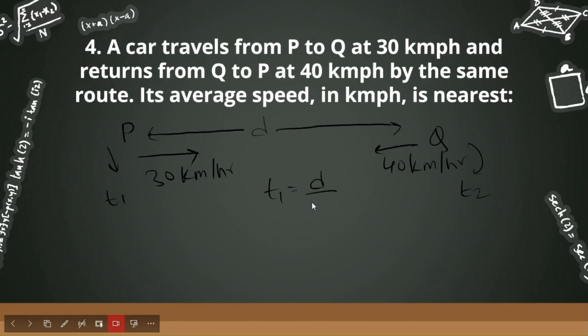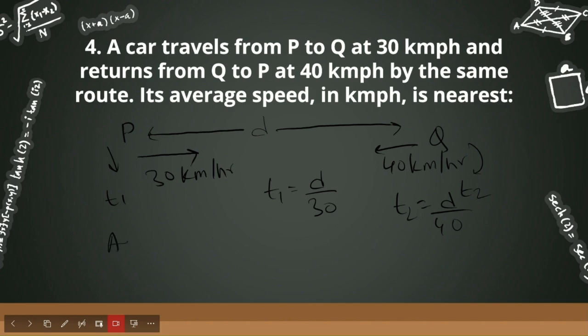by the speed, which is 30. Now what's T2? Its distance again by the speed, 40. Now what's average speed? The total distance. So what's the total distance? He goes from P to Q, it's D. He goes from Q to P, that is D again. So D plus D, it's 2D.